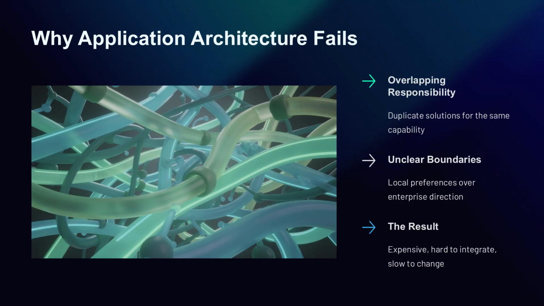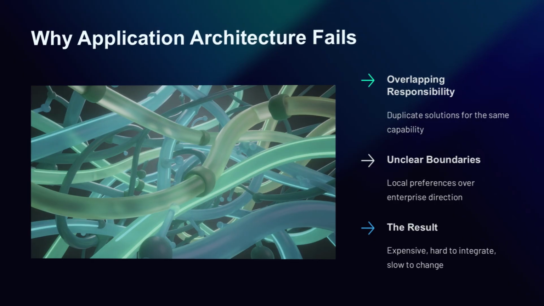With data direction established, you now focus on application architecture, where many organizations accumulate cost and complexity. Application architecture fails when applications overlap in responsibility, when teams build duplicate solutions for the same capability, and when boundaries are unclear. It also fails when portfolio decisions are made based on local preferences rather than enterprise direction. The result is a landscape that is expensive to operate, hard to integrate, and slow to change. In phase C, you aim to create clear application boundaries, aligned to capabilities and value streams, so every system has a purpose, and duplication is a conscious exception rather than the default.